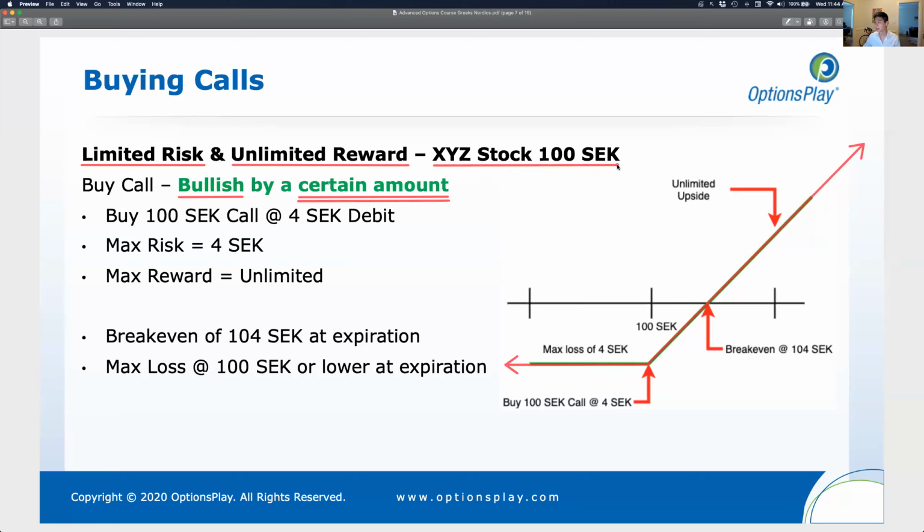I have stock XYZ that's currently trading at 100 crowns. And I'm using 100 crowns as a round number to make it easy for us to understand the example. So in this particular case, I have stock XYZ. It's trading at 100 crowns. I think this stock is going to go higher. So what can I do? As a stock investor, I can buy the stock, right? I can buy the stock and the stock goes higher and I make money.